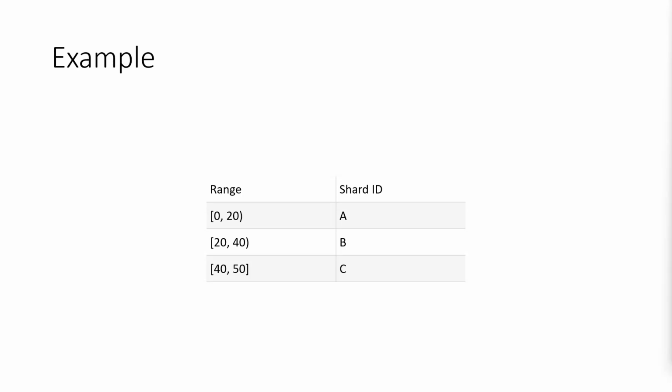Now what happens? How many shards do we have to query? We have 2 shards, right? So when you say 10 to 30, we have to query both A and B. So you now see that this key, or else the ranges, is very, very important. The frequencies are very, very important.